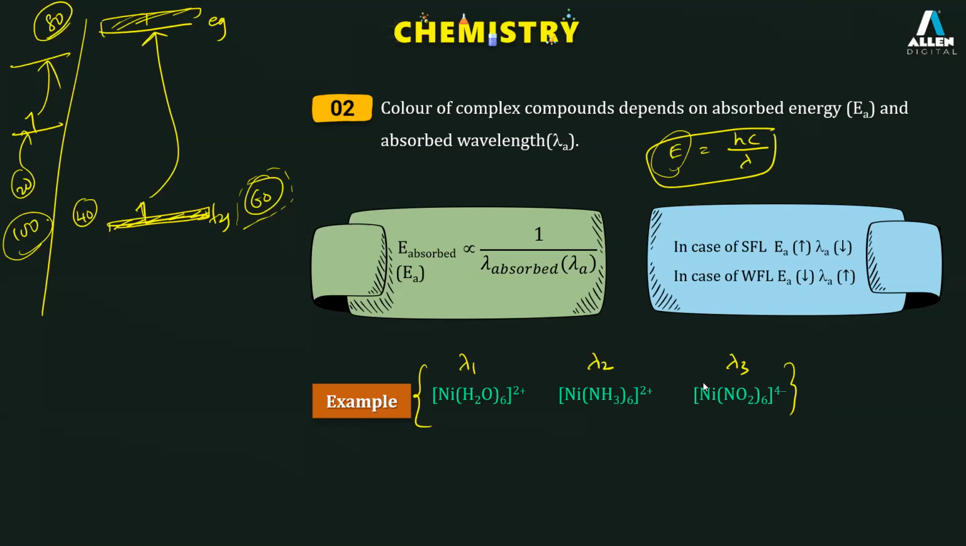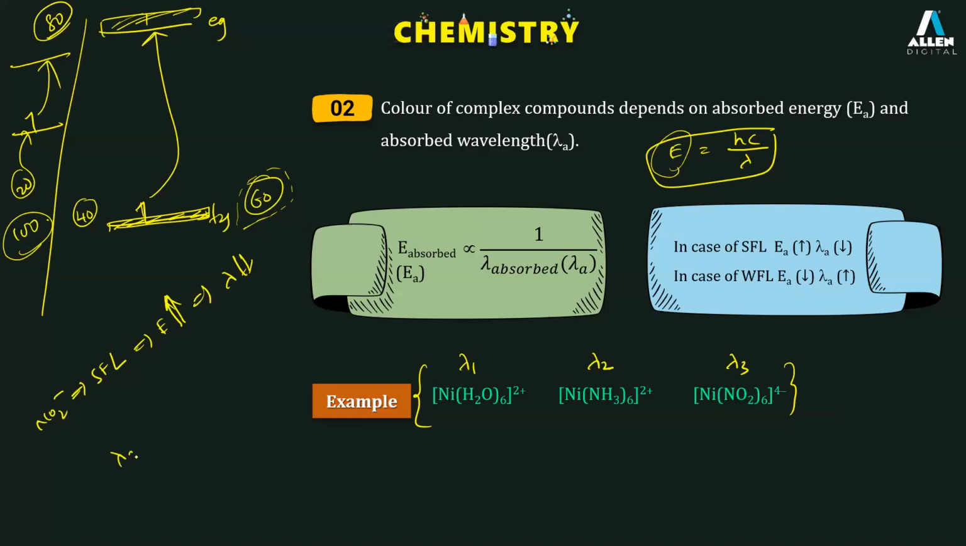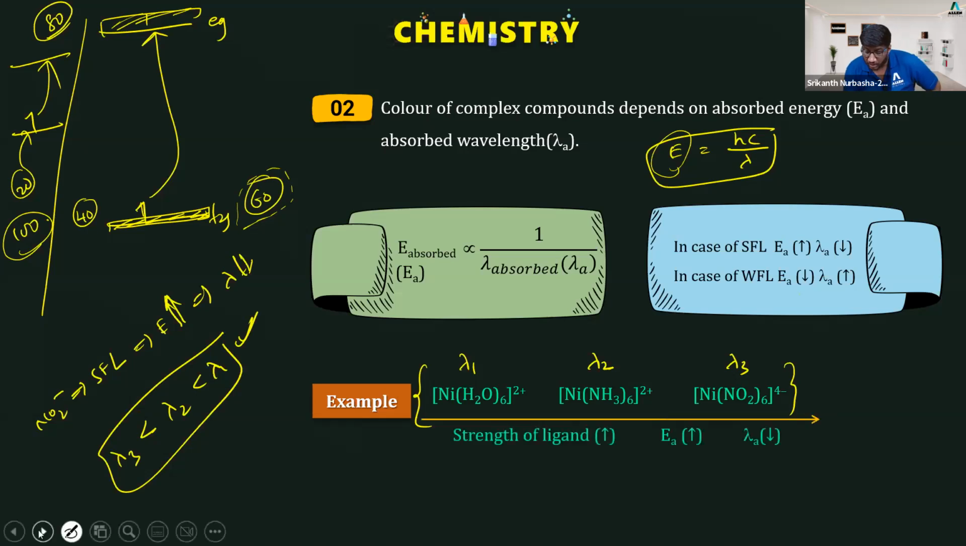3 to 1. Which is the strongest ligand? NO2-. NO2- is the strongest ligand. So obviously energy should be highest, so its lambda should be lowest. So lambda 3 is lowest, then lambda 2, then lambda 1. So this is the correct order. Got it? Strength of ligand increases, so energy increases, so lambda decreases. So lambda 3 is least, then lambda 2, then lambda 1, or you can say lambda 1 is highest, then lambda 2, then lambda 3.